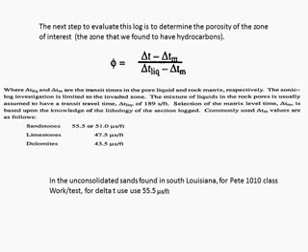Sandstone, 55.5 microseconds per foot to 51 microseconds per foot. Limestone, 47.5 microseconds per foot, and in dolomite, 43.5 microseconds per foot. In the unconsolidated sands found in South Louisiana, for class work tests, for delta T, use 55.5 microseconds per foot. If we were looking at a formation in Colorado or Wyoming where the sandstones were well cemented together, we might use 51 microseconds per foot.